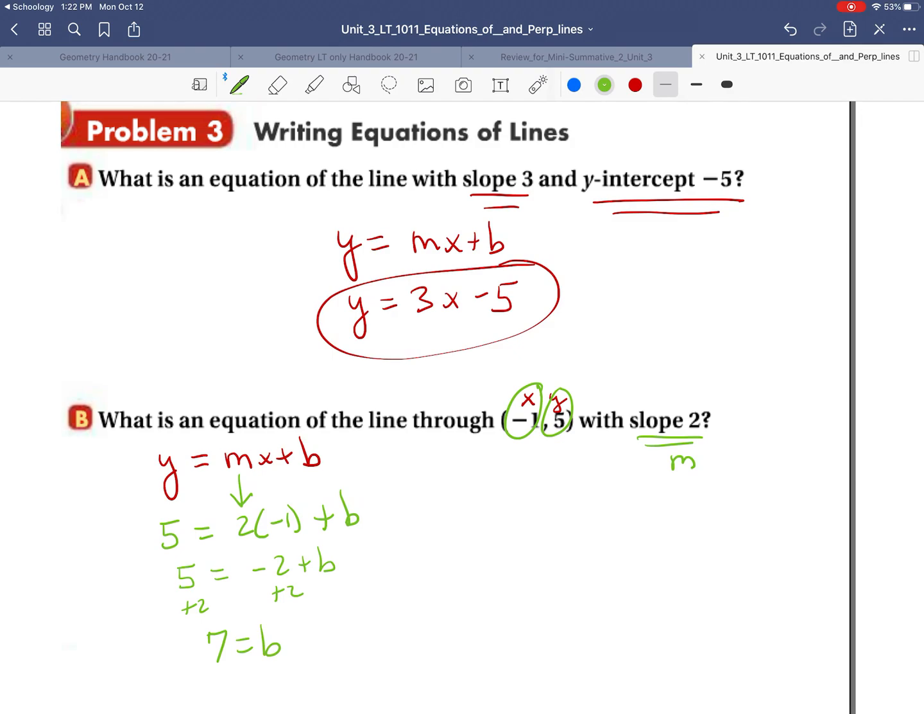7 equals b. So now I know my y-intercept is 7. So I get y equals 2x plus 7.